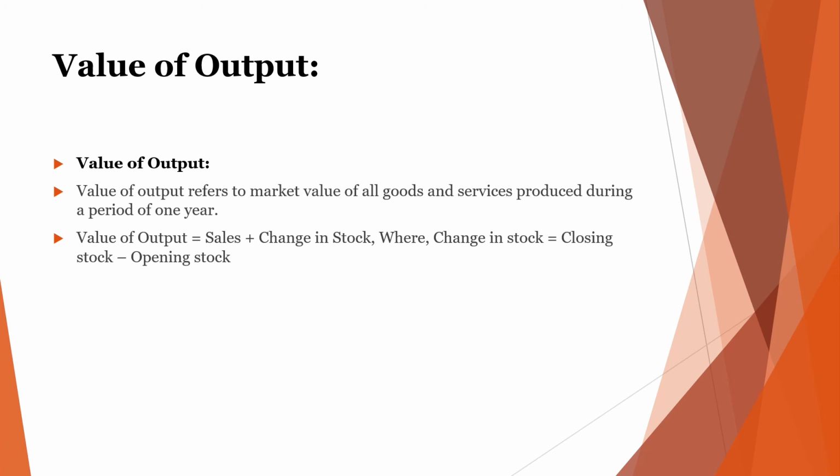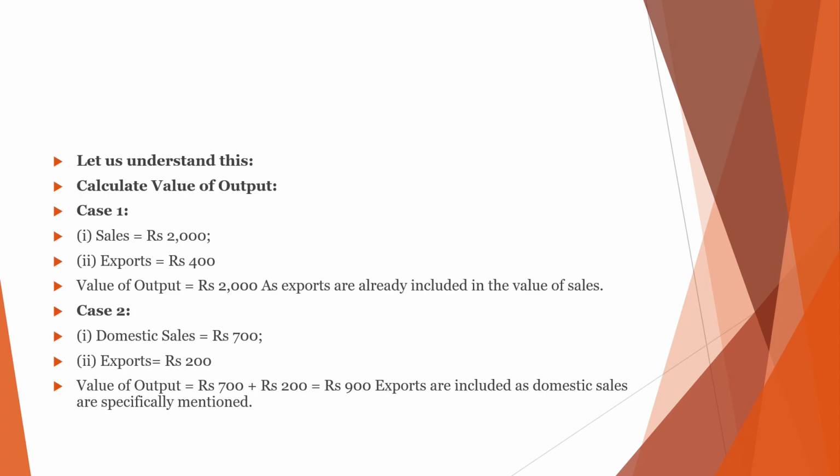Now, value of output. Value of output refers to the market value of goods and services produced during a period of 1 year. How to calculate value of output, which is also known as GVO at MP? Sales plus change in stock, and change in stock is closing stock minus opening stock. Now let us understand this also. Calculation of value of output.